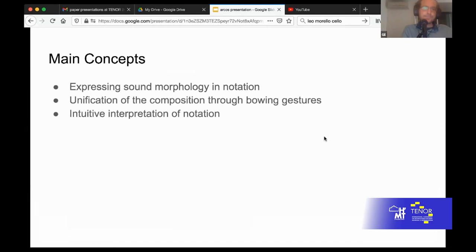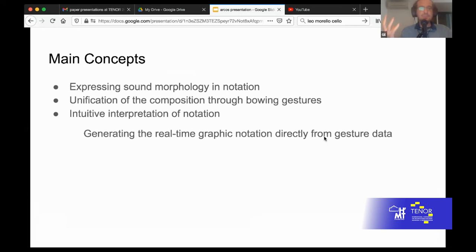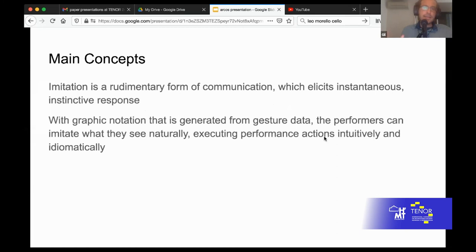I also wanted to, as opposed to the text instructions of the previous piece, create more of an intuitive interpretation environment of notation. And all of that was the main reason for generating the real-time graphic notation directly from gesture data. And the idea was that imitation is a rudimentary form of communication. And so when a performer sees an action, it immediately elicits an instantaneous and instinctive response.